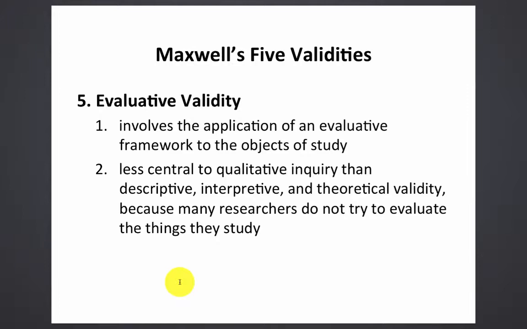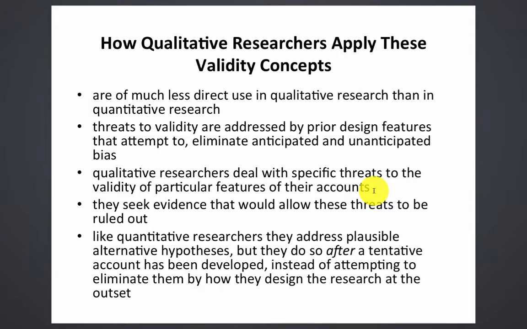Finally, there's the idea of evaluative validity. This involves the application of an evaluative framework to the objects of the study. It's less central to qualitative inquiry than the first four, because many researchers don't actually try to evaluate the things they study. So it's where you have come in with a predetermined set of outcomes and you're trying to establish whether or not your research study has achieved those outcomes. And then program evaluation is the world where this applies most obviously.